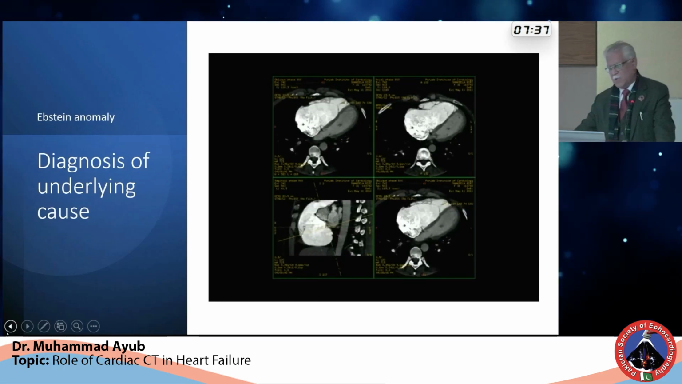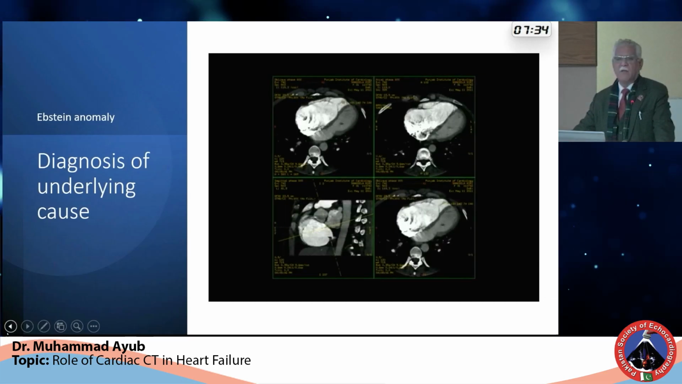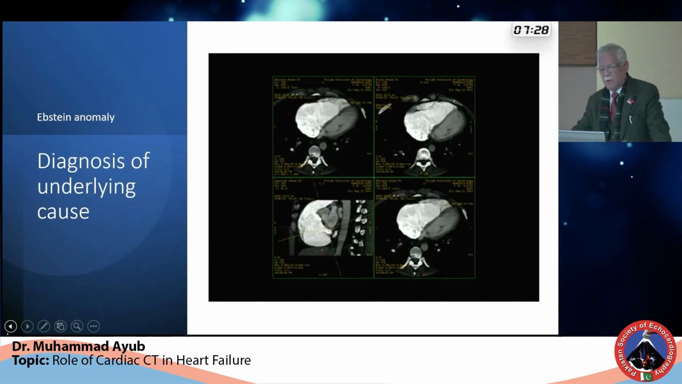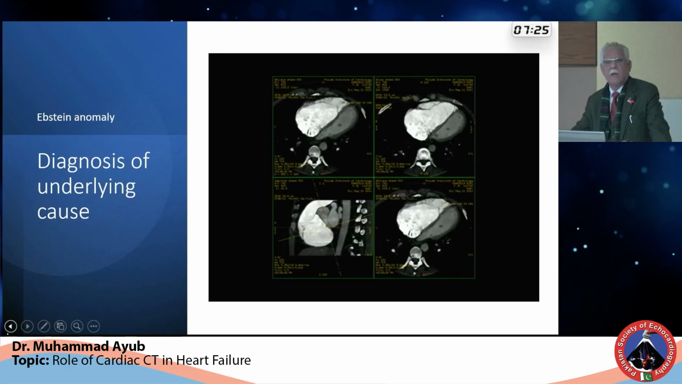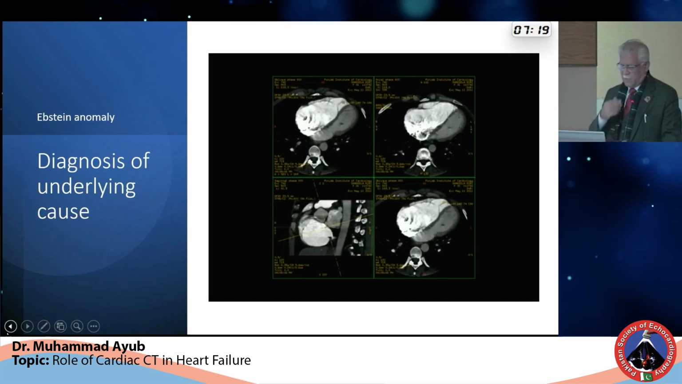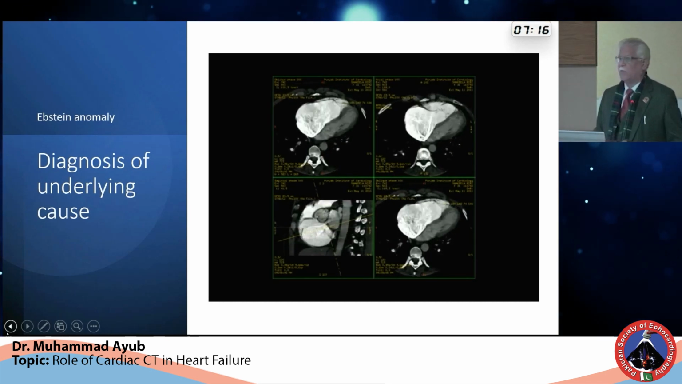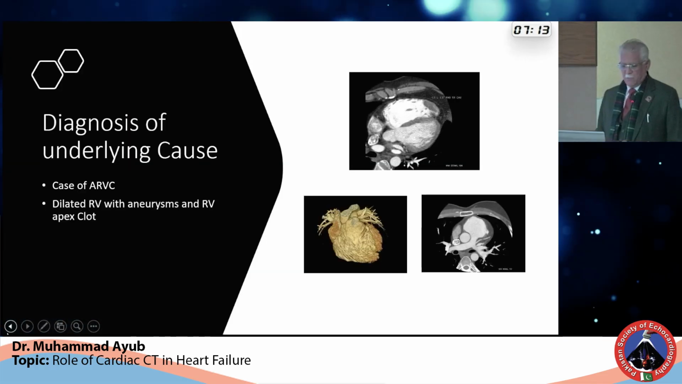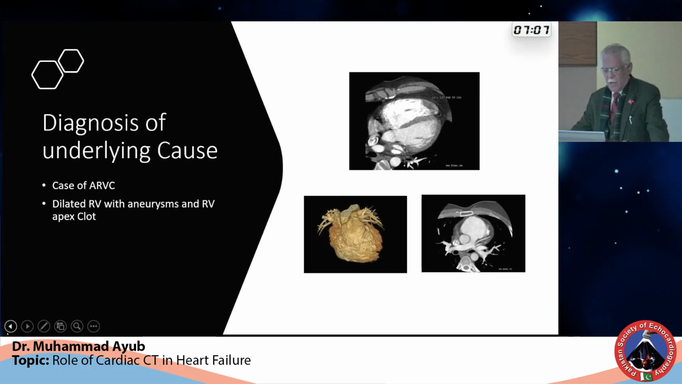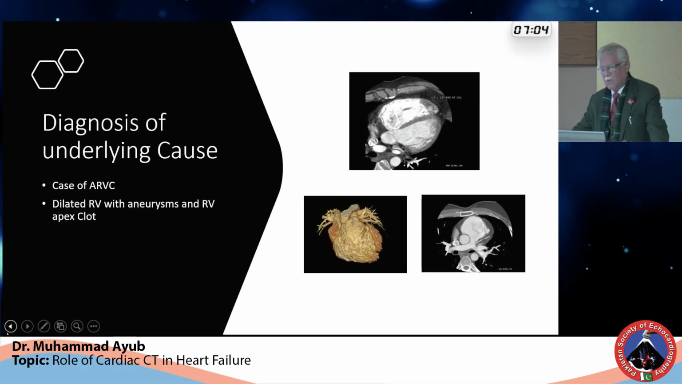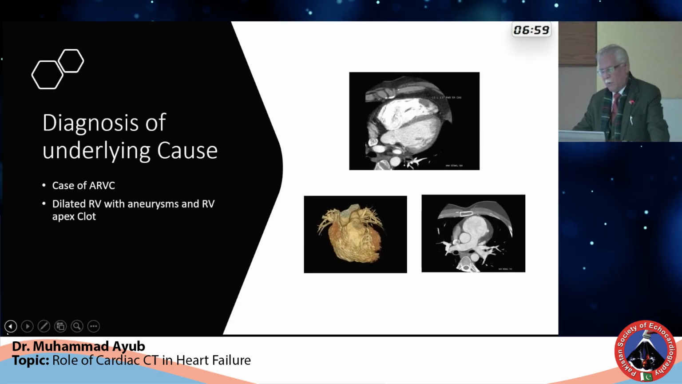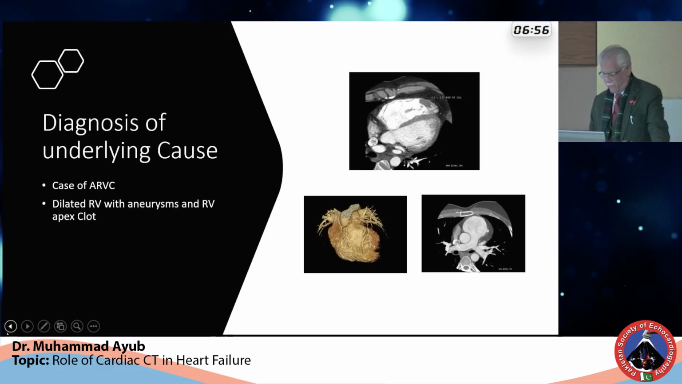Similarly, patients with dilated right-sided cardiac chambers presenting with right-sided heart failure, you can use cardiac CT for evaluation of the underlying cause, like this case of an Ebstein anomaly with distal displacement of the tricuspid valve and atrialization of the RV. Similarly, in a patient with cardiac arrhythmia, arrhythmogenic RV can be seen with cardiac CT, the apical dyskinesia of RV with a clot and overall RV dysfunction.